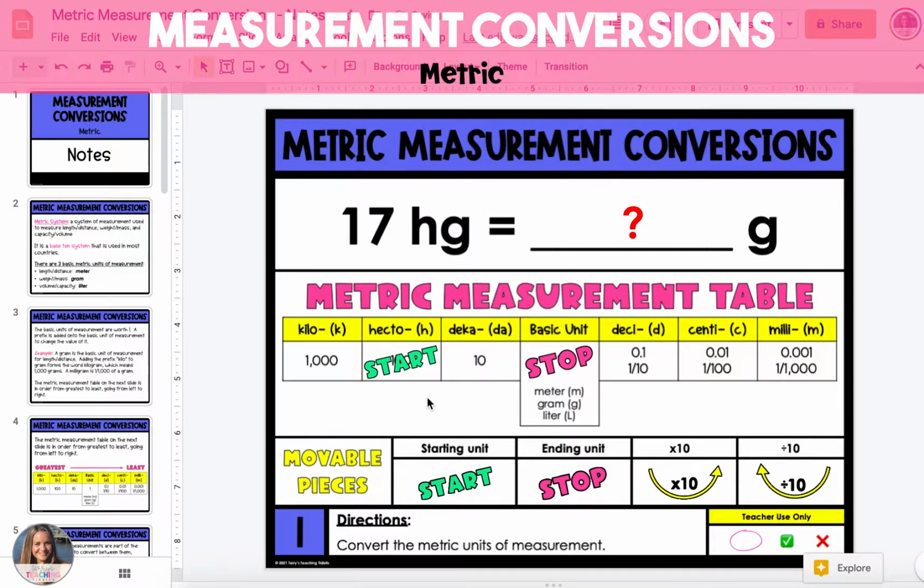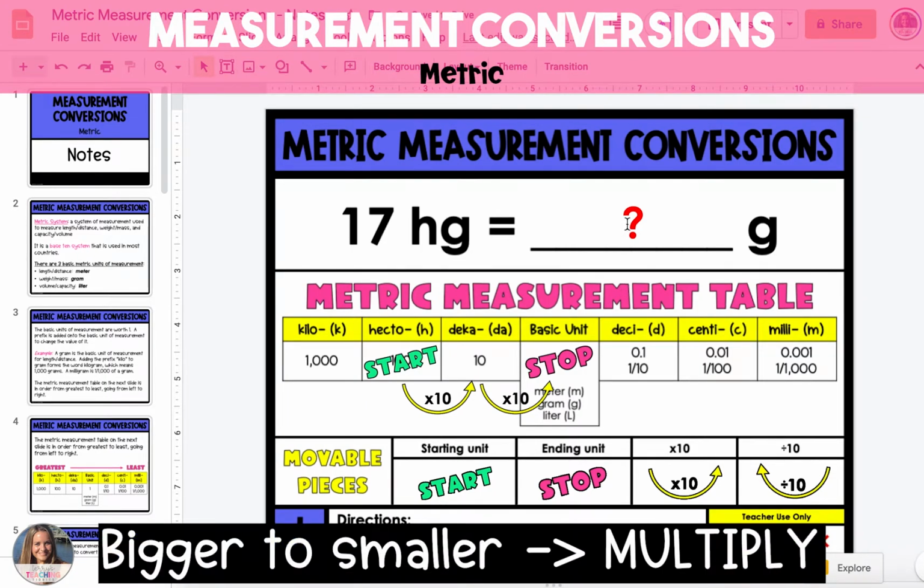Because the metric system uses a base 10 system, each place on the metric measurement table is 10 times greater than the place on its right or 10 times less than the place on its left. When we start at hectogram, we're moving 2 places to the right on the metric measurement table, each one increasing by 10 times, or 1 power of 10. Since we're moving 2 places, we're multiplying the number of hectograms by 2 powers of 10, or 100.